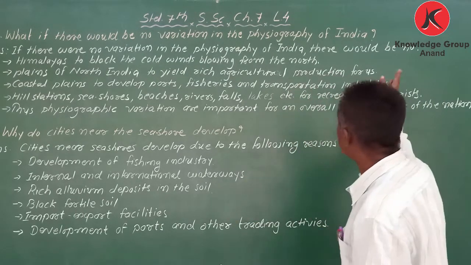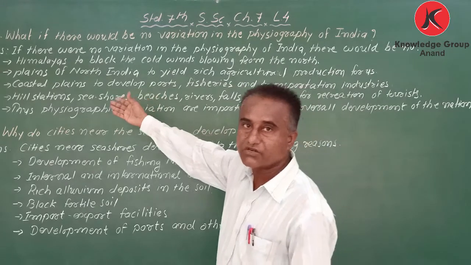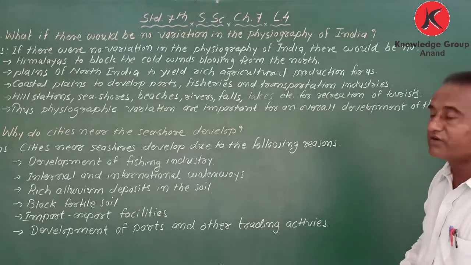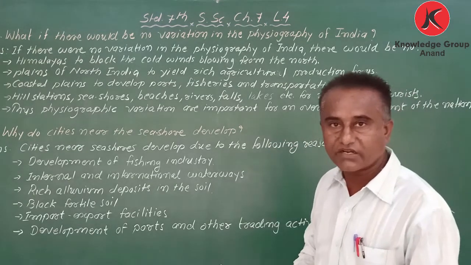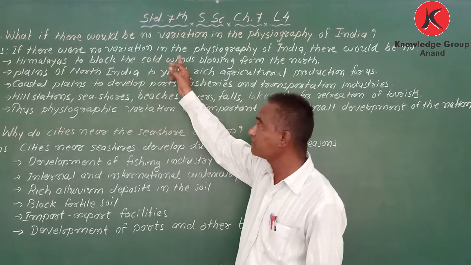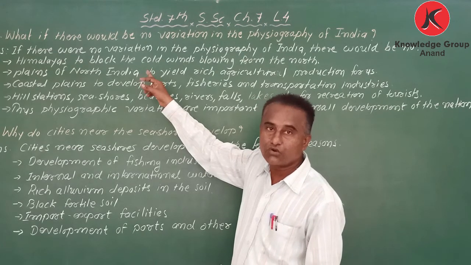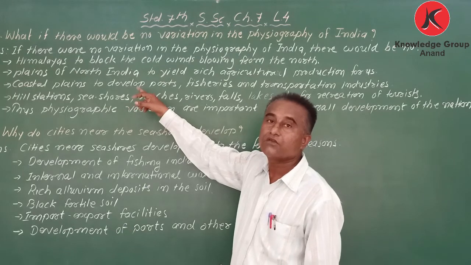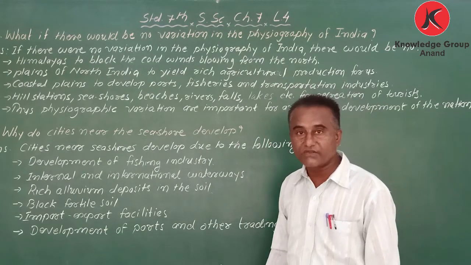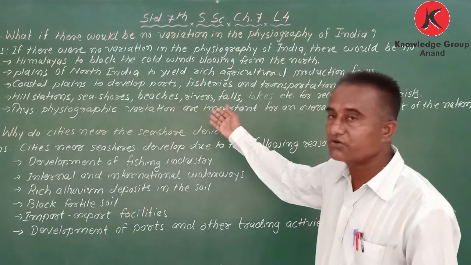Thus, physiographic variations are important for the overall development of the nation. Why is it necessary? First, blocking of cold winds from the north. Second, the North Indian plain is good for agriculture. Next, coastal areas allow development of ports, transportation and fishery. And the last one is recreation. So if there is no variation in physiography, these things would not be there.